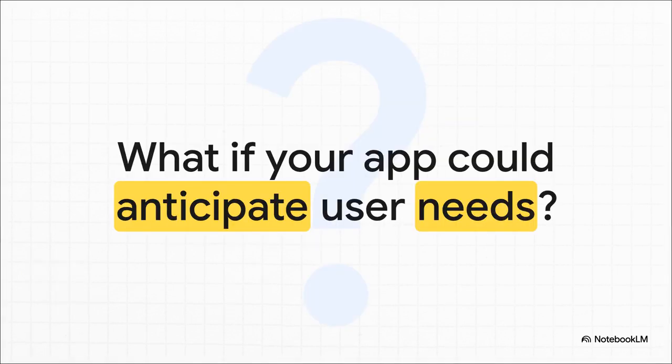And that brings us to the future. We've talked a lot about responding to what users type in, but with the rise of these advanced generative models like Gemini, the real question becomes, what if your app could start anticipating what users need before they even ask? That, my friends, is the next frontier. And the journey to get there? Well, it starts with the solid steps we covered today.